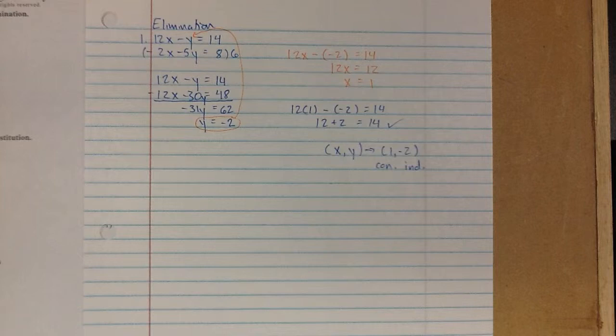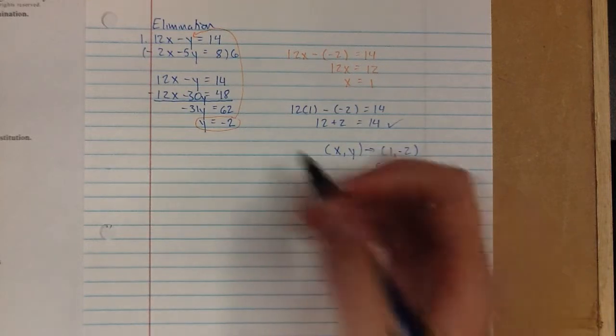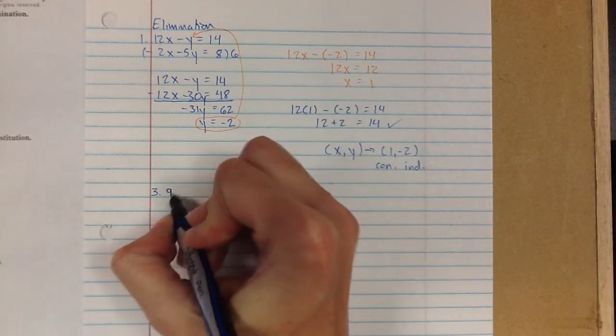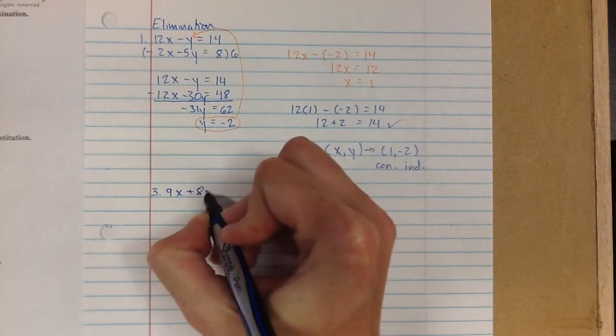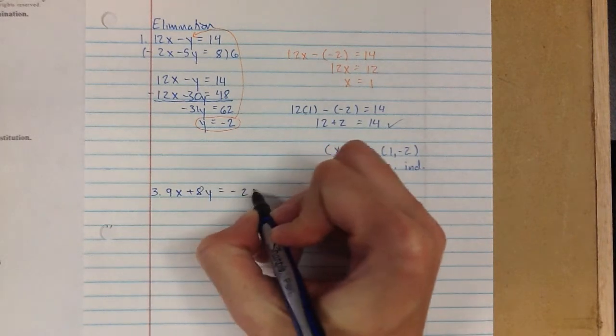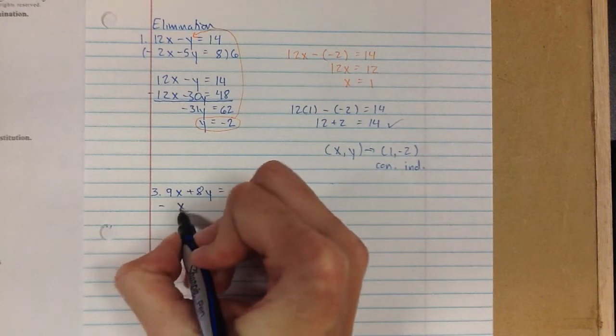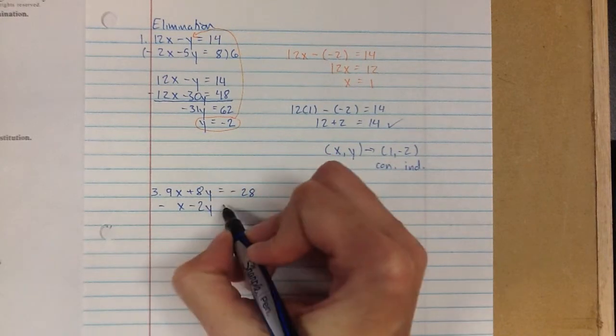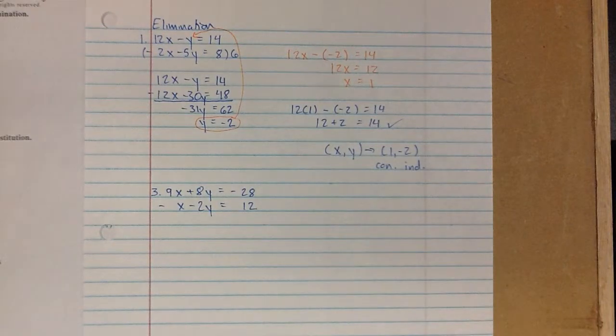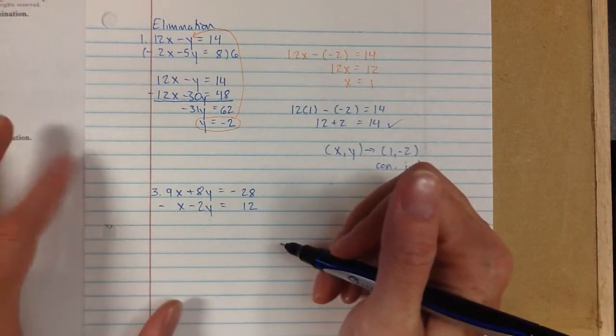Go ahead now and we'll do number 3. So I got 9x plus 8y equals negative 28, and negative x minus 2y equals 12. Like I said earlier, I check for opposite signs first. In this case, the x has opposite signs and the y has opposite signs. So we can really eliminate either one. Which one do you want to get rid of? The y's? Okay. So what am I going to multiply the bottom by?